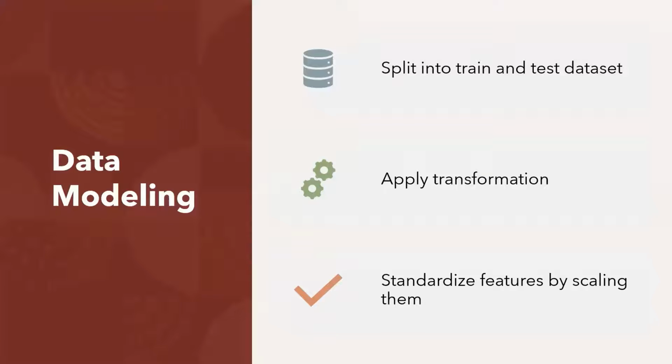Next, in preparation for the data modeling process, the data sets for reading and math were split into training and testing data sets. Then data transformations were applied and the features were standardized to improve the model's performance. Let's take a closer look at each of these steps.